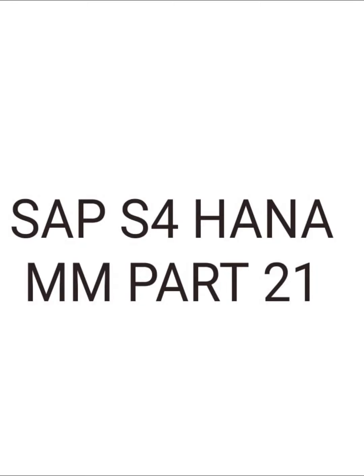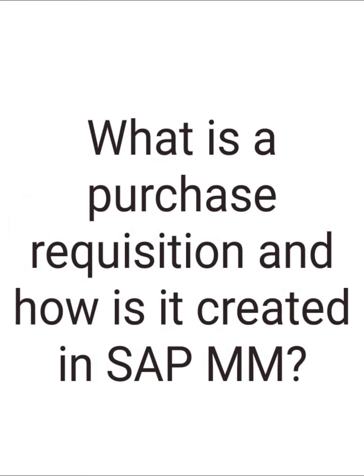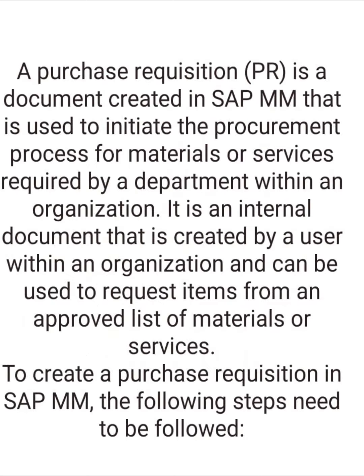SAP S/4HANA Part 21. What is a purchase requisition and how is it created in SAP? A purchase requisition, PR, is a document created in SAP that is used to initiate the procurement process for materials or services required by a department within an organization. It is an internal document that is created by a user within an organization and can be used to request items from an approved list of materials or services.